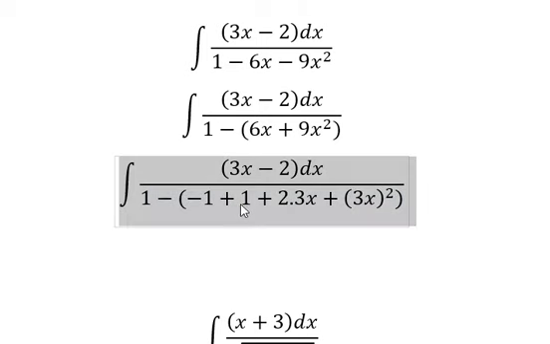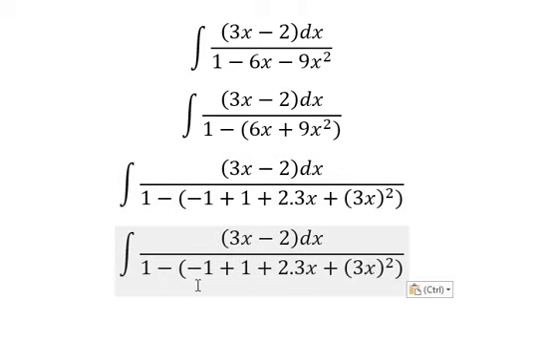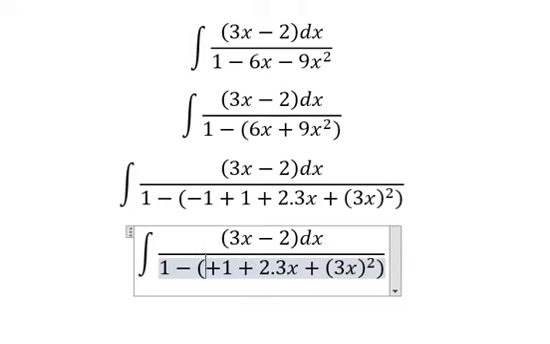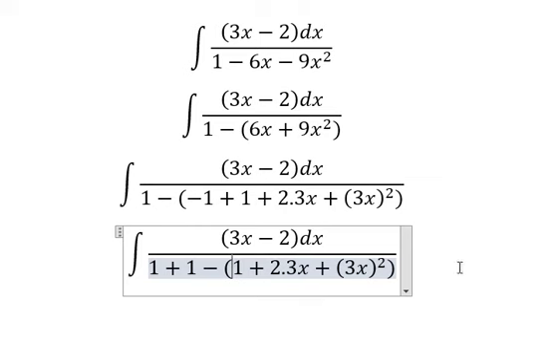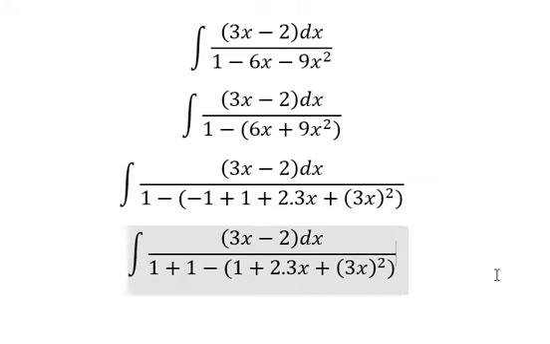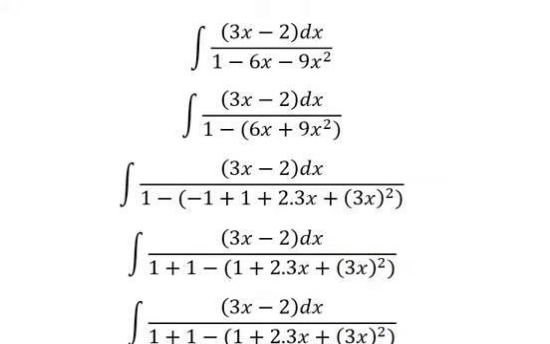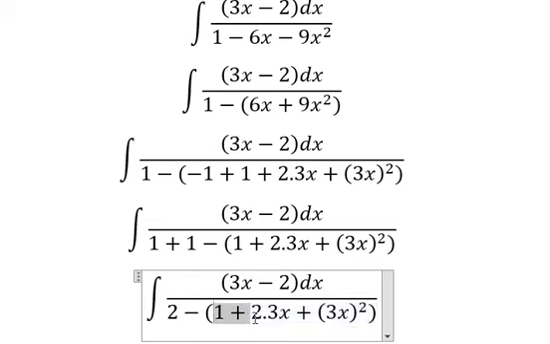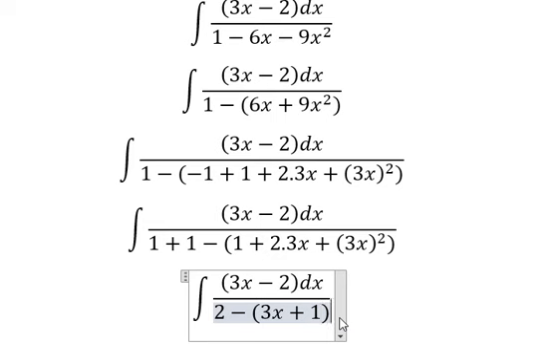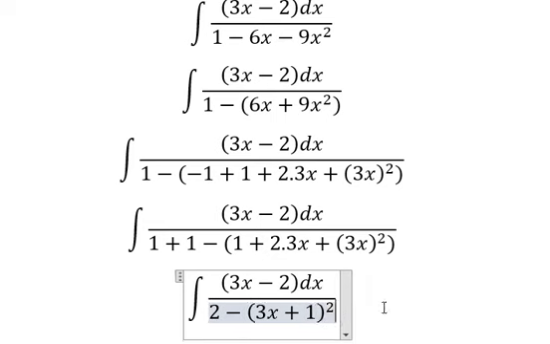Because I want to create an identity in here, negative with negative number 1, you will have positive number 1 in here. Next, number 1 with number 1, we have number 2. This one we change to (3x plus 1) to the power of 2.